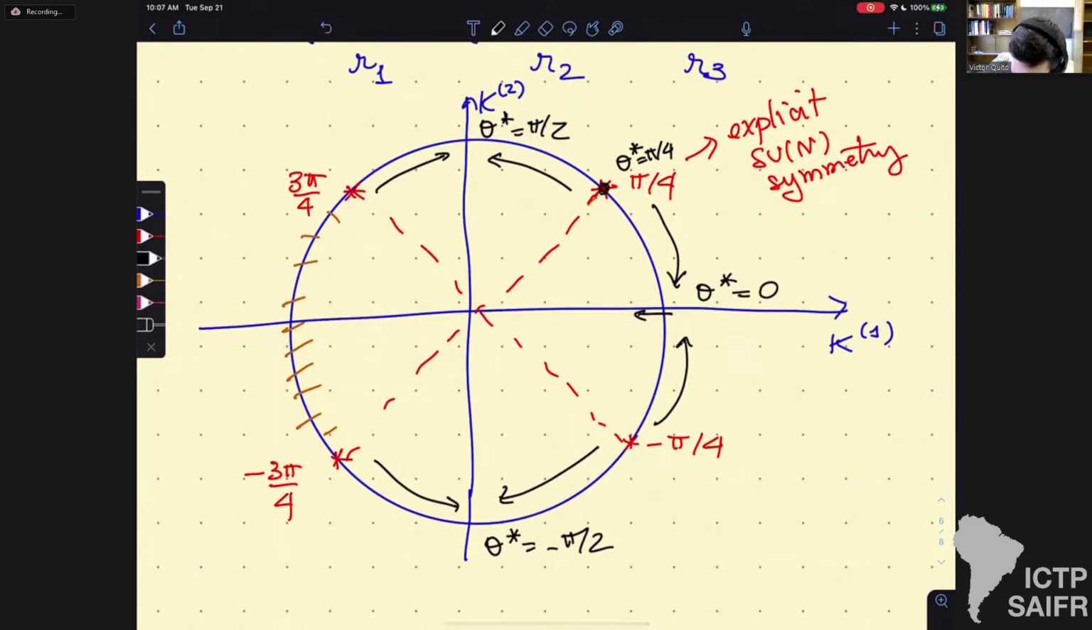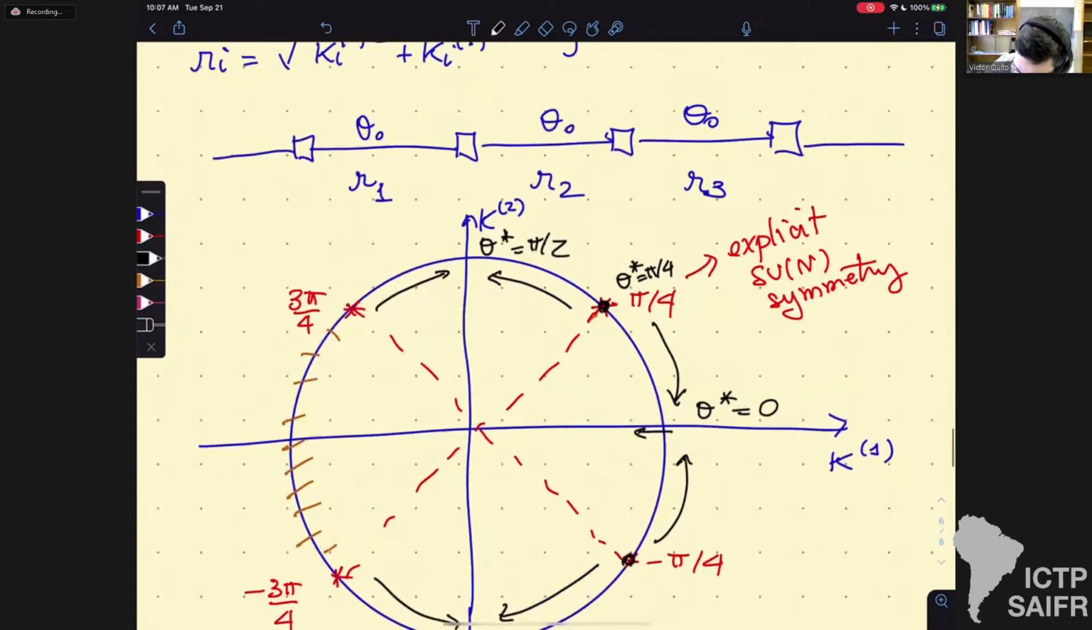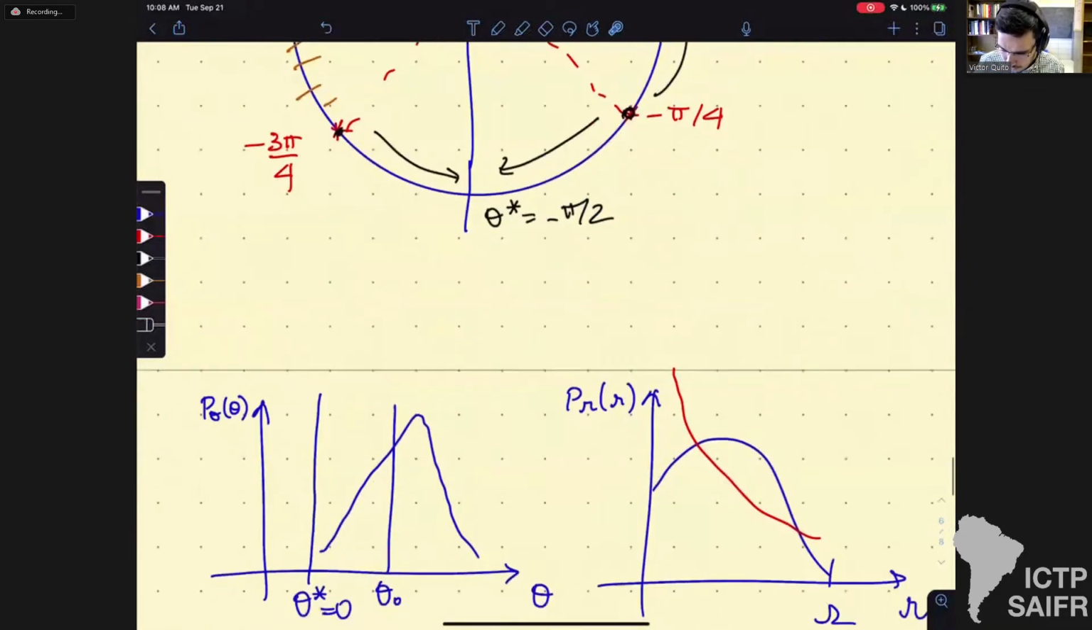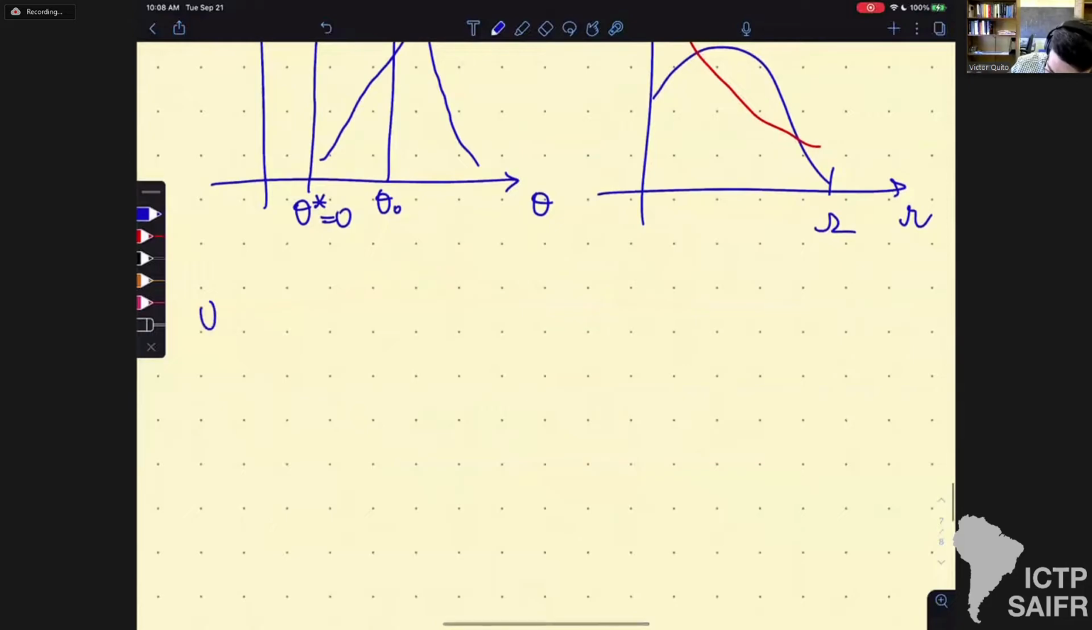Maybe I should also point out that these points here are stable. These points are also stable. So it flows to points that do not have explicit SUN symmetry. Now I can characterize these angular fixed points here and here, let's say. Starting with theta star equals 0, I can characterize both the ground state and the low-lying excitations.